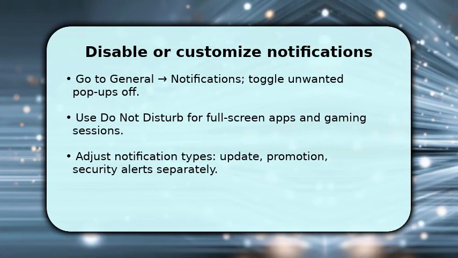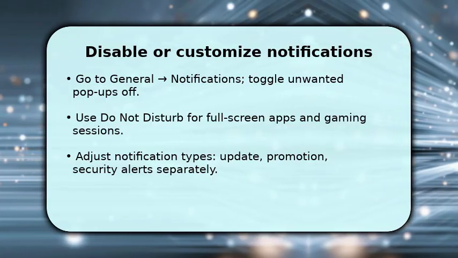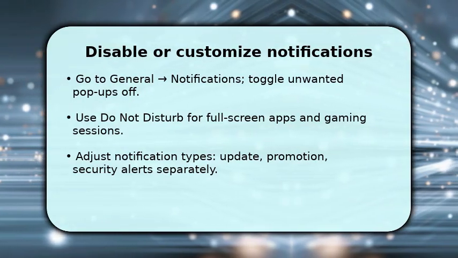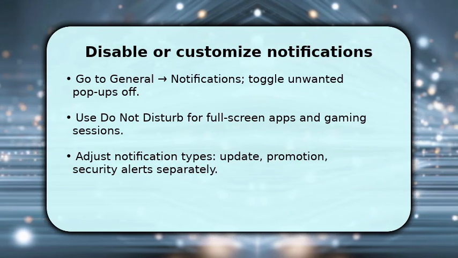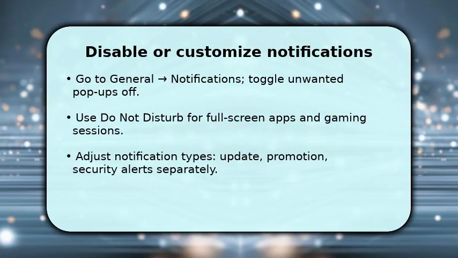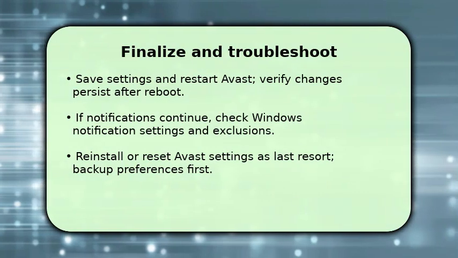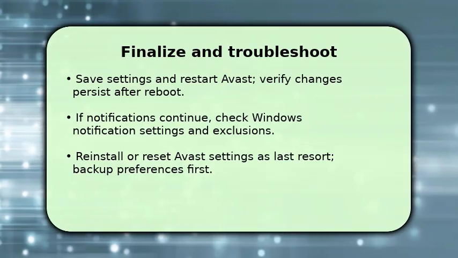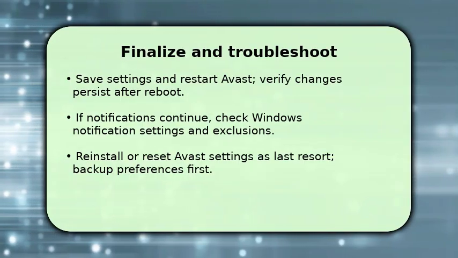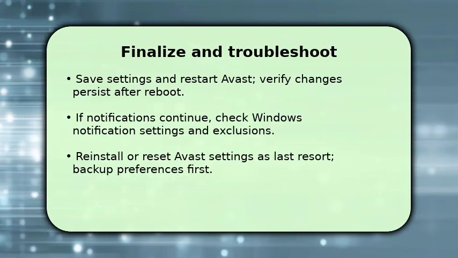Doing that prevents missing critical warnings while removing repetitive marketing pop-ups. Make changes deliberately so you preserve vital protection messages. Finish by saving settings and restarting Avast to ensure the new notification state takes effect. Once restarted, test by triggering a benign update or using a full-screen app to confirm Do Not Disturb works.